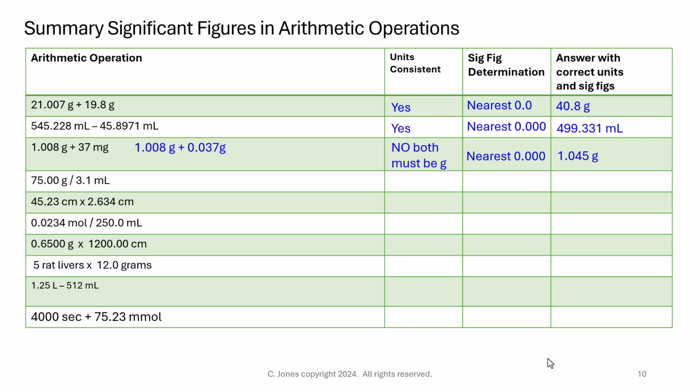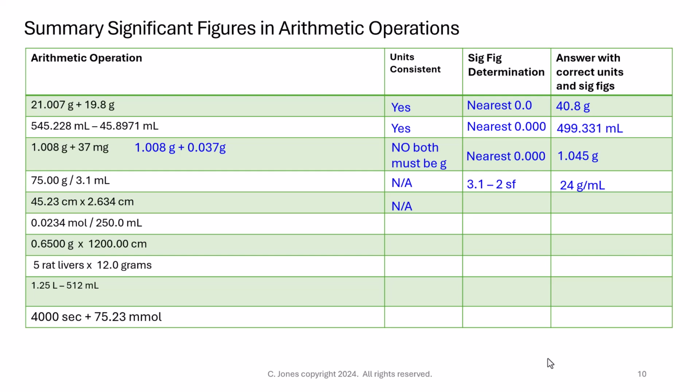All right, next one, 75.00 grams divided by 3.1 mils. Now we're doing multiplication or division. The units do not have to be identical, but if they don't cancel out, the units have to be in their relative position in the answer. So the consistency of units is not applicable here. The 3.1 has 2 significant figures. So now we're not worried about how many places past the decimal because this is division. We're worried about the total number of significant figures. So here 3.1 determines how many significant figures. So our answer is going to be, when we round this, 24 grams per mil.